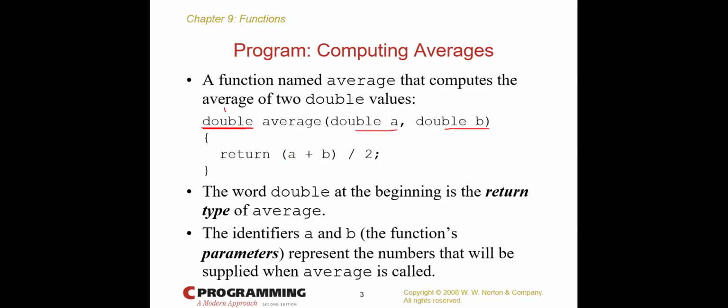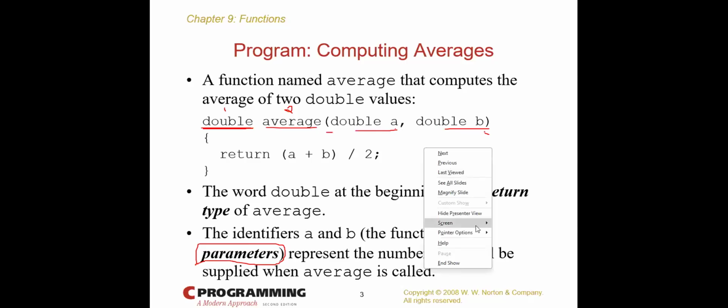This is number one. Number two is the next thing. You know this by now. This is the name of the function. Next thing is parentheses. This parentheses contains what we call parameters. We put parameters inside of the parentheses. So here we have one, two parameters.